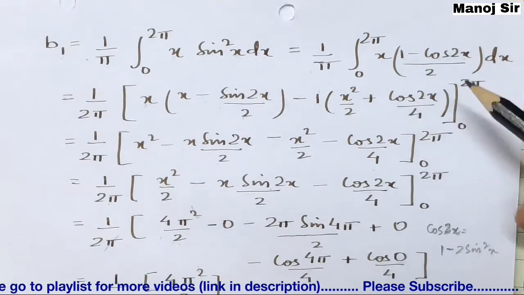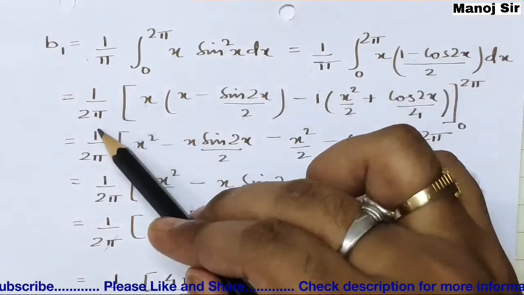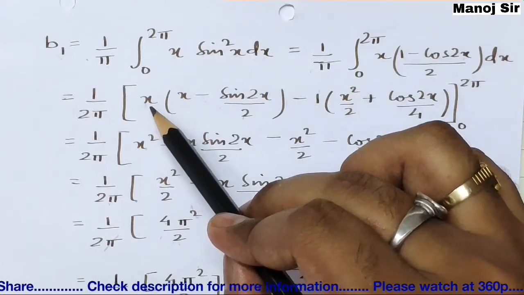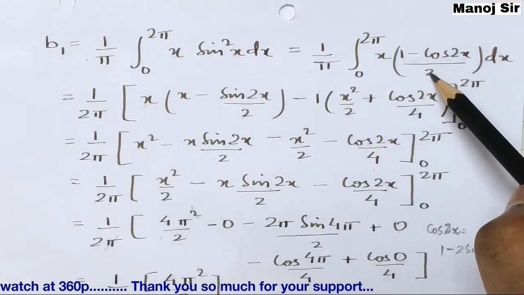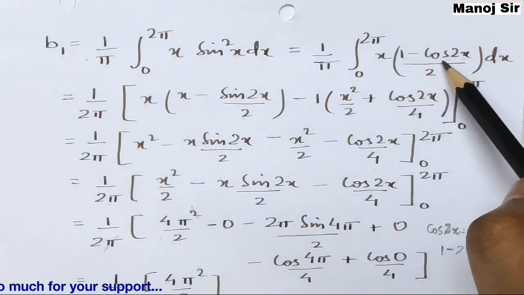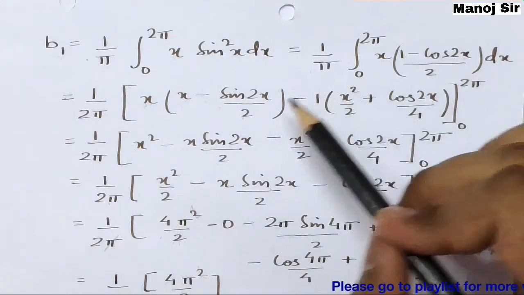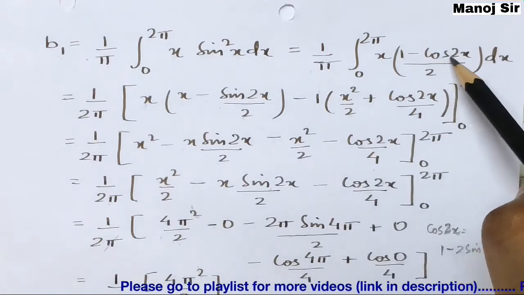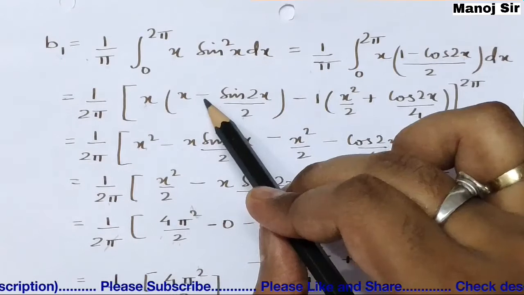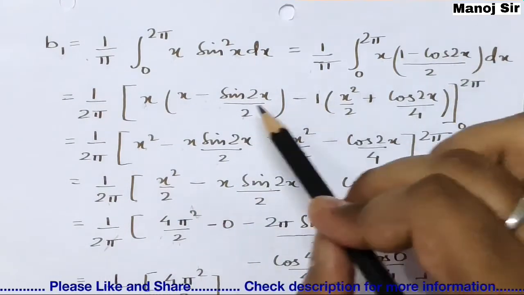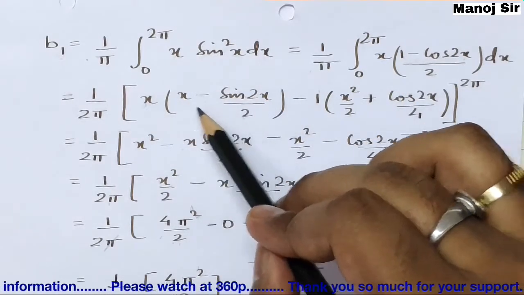Now we will simply apply integration by parts to solve this integration. Taking this 2 out, that is 1 upon 2 pi. First function as it is, that is x, integration of the second function. We have already taken the 2 out, so we are left with 1 minus cos 2x. Integration of 1 will become x, and cos 2x with negative sign will become minus sine 2x upon 2. The negative is as it is. Integration of cos 2x will be sine 2x upon 2. This is the first term.